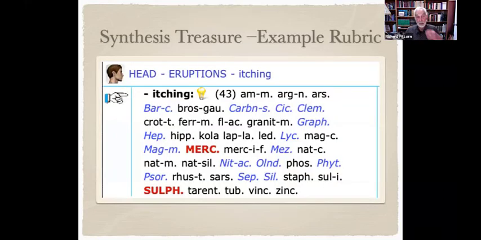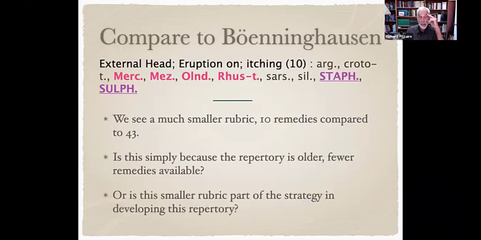So here's an example in Synthesis. Head eruptions itching, 43 remedies. Okay, looks good. And now we'll go to the Boenninghausen repertory, which is the one we use for our foundation. You see in Boenninghausen, the rubric only has 10 remedies. So we see a much smaller rubric, 10 remedies compared to 43 remedies.